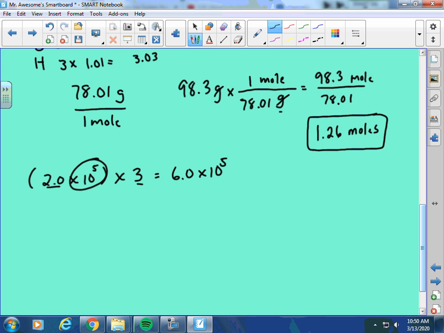Okay? If you're dividing, if you've got something like 4.0 times 10 to the 6th divided by 2. Same thing, take the normal front part, divide it by the normal number. So 4 divided by 2 is 2, but don't forget to put the times 10 to the 6th after it. All right? So that's it.